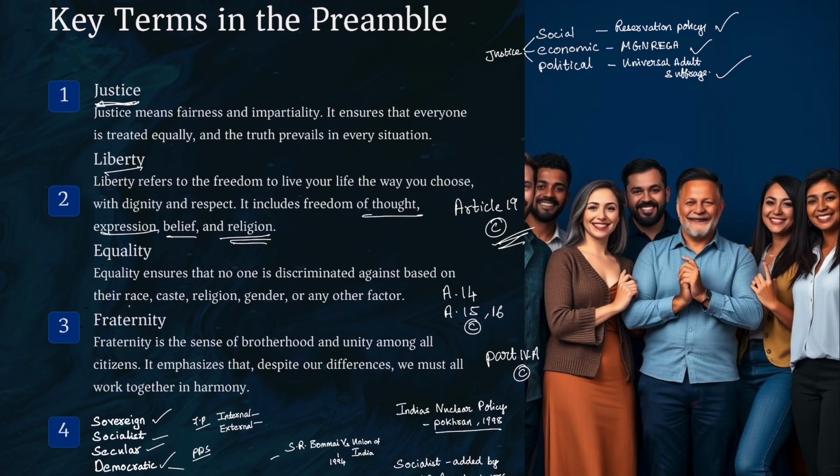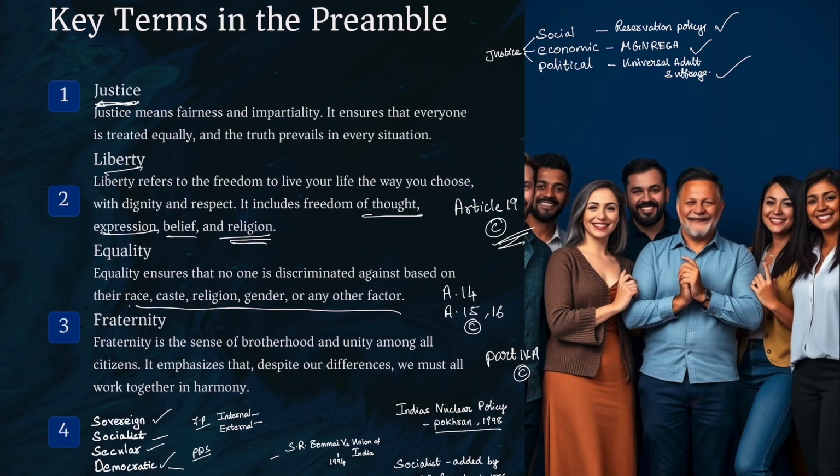But remember, these rights are not absolute. Remember that. We'll talk about that later. The next is equality. The Constitution guarantees equality before the law and equal protection of law to all citizens. The state shall not discriminate based on religion, race, caste, sex, or place of birth.